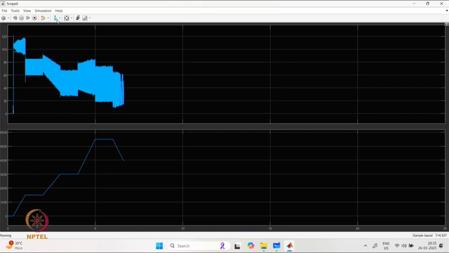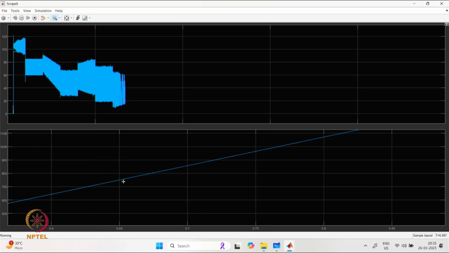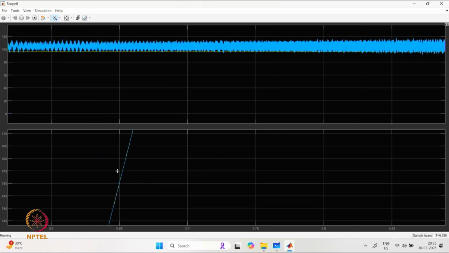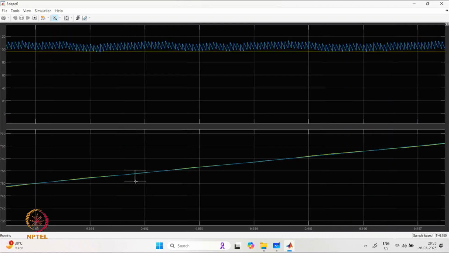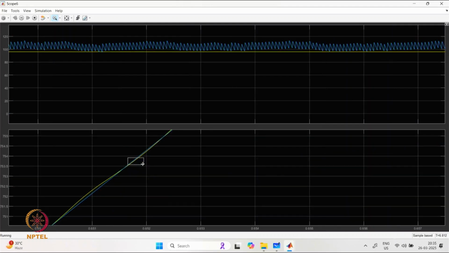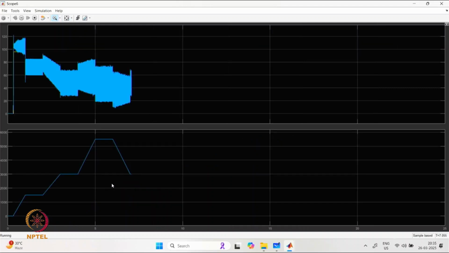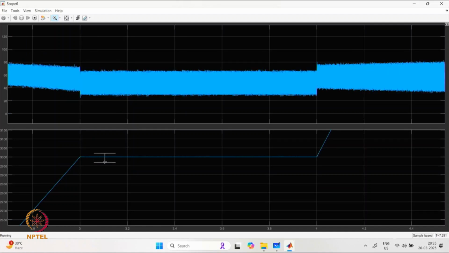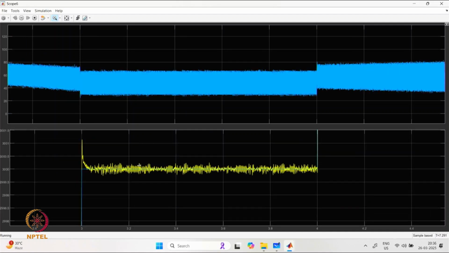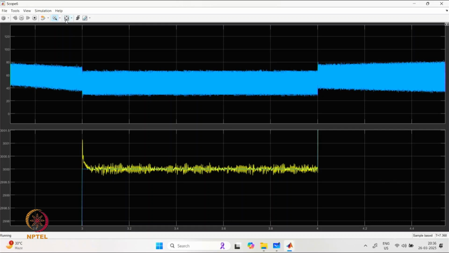As said, we are providing a reference, and then the actual speed is also plotted on the same graphs. So we can see that the yellow reference is being tracked by the actual speed, which is shown in blue, and this is very accurately tracked, which is why these two are looking quite indistinguishable, and the speed is basically settling down at certain speeds.